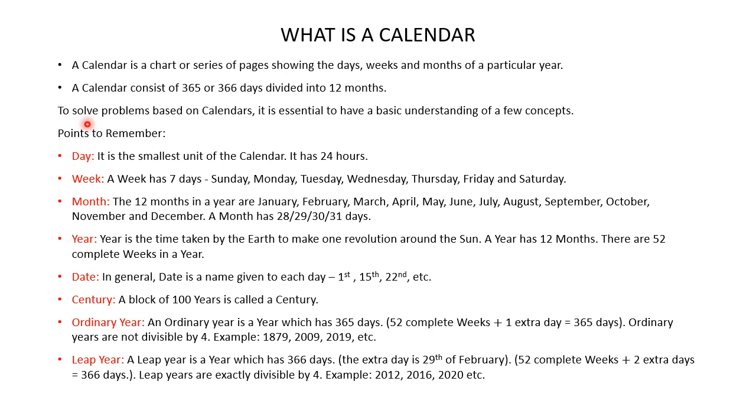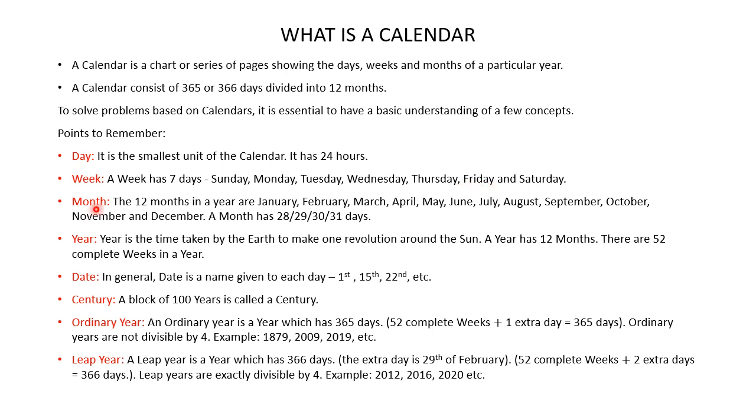To solve problems based on calendars, it's essential to have a basic understanding of a few concepts. So here are a few points to remember. Day. Day is the smallest unit of the calendar. It has 24 hours. Week. A week has 7 days. They are Sunday, Monday, Tuesday, Wednesday, Thursday, Friday and Saturday.